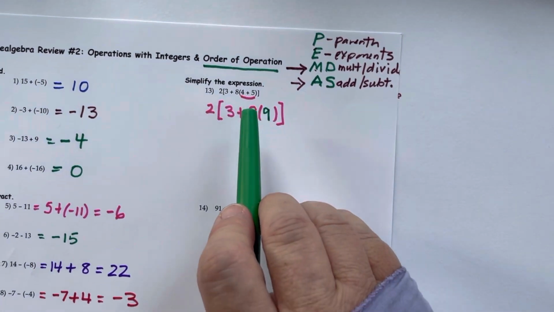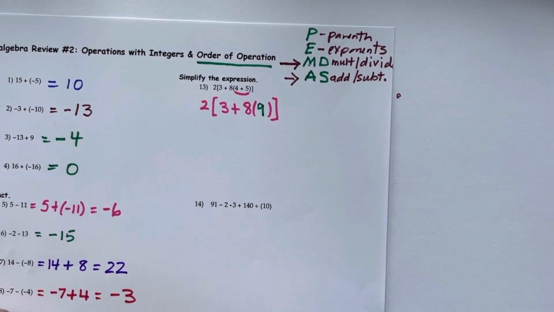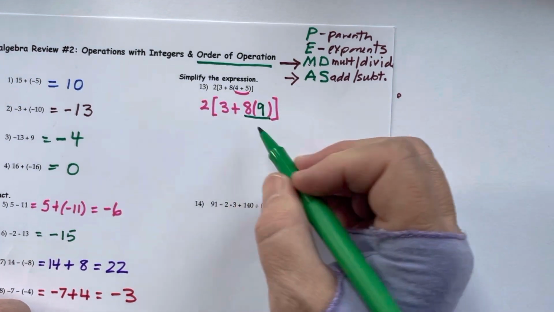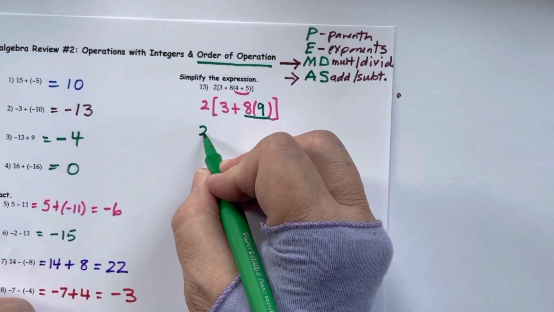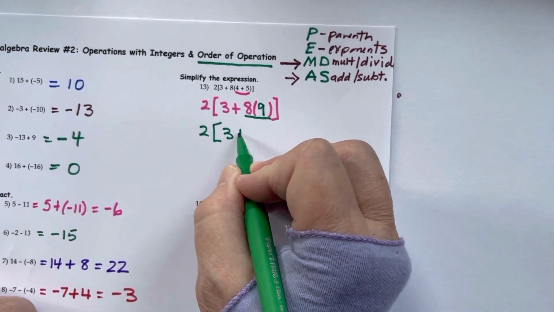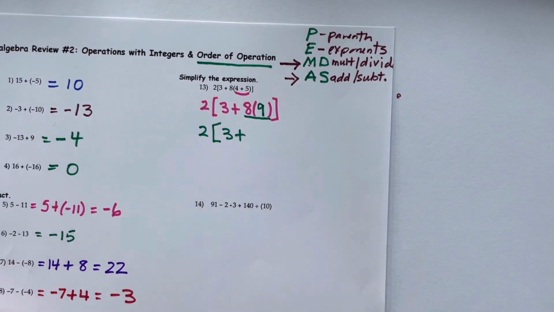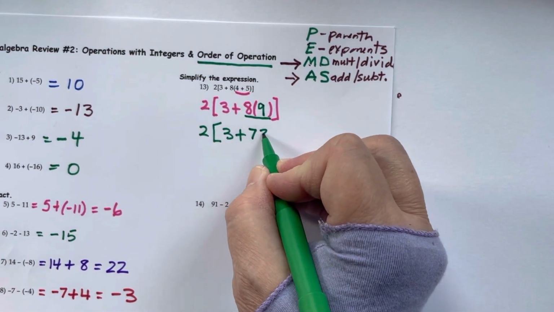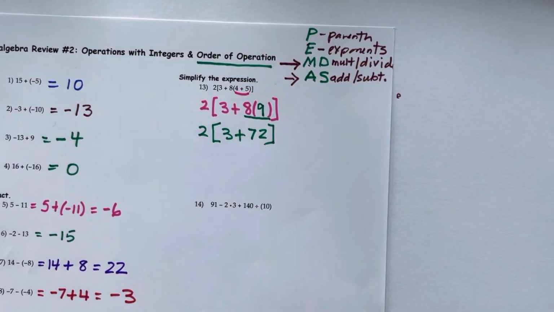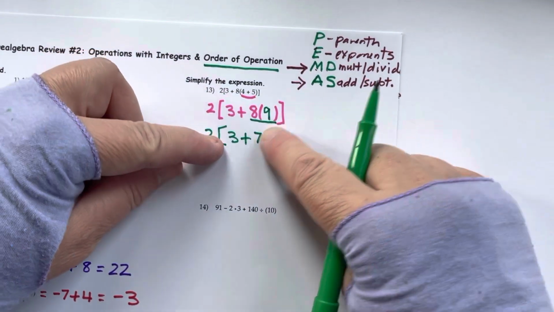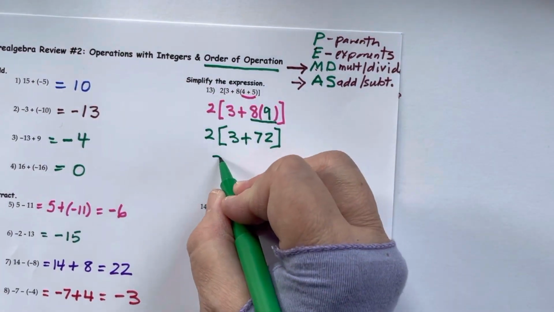Now I still have an innermost parentheses because I have these two parentheses inside the bracket. So I'm going to go ahead and multiply that. So I'm going to have 3 plus 8 times 9 is 72. Check yourself if you have any trouble with these. Now, inside the parentheses, all there's left to do is add. So I'm going to do that now.